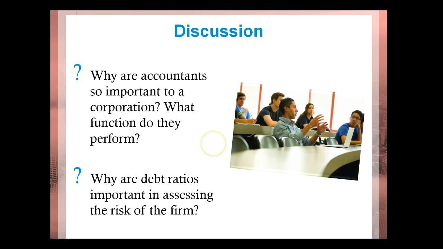So as you finish this chapter, understand the goal of this chapter is not to make you CPAs, but it is important that you understand why accounts are important. What function do they perform and why is it needed? And why are ratios, particularly debt ratios, important in assessing the risk of a firm? Why do we care about the financial statements? What do they mean? And why do we use ratios? Don't be concerned, however, about the ratios or how to calculate them. Just understand what they do and why we need them.